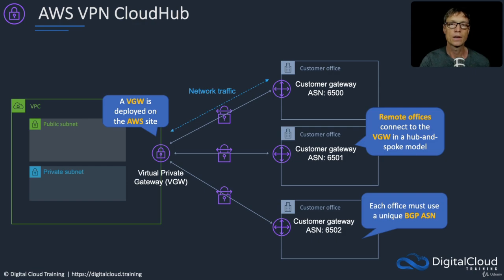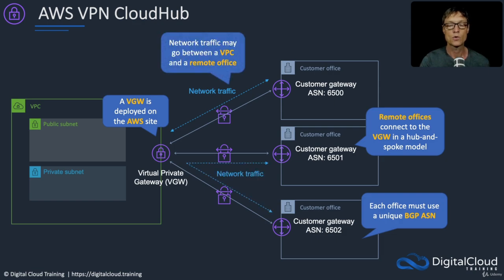Now, network traffic can originate from an office and go to the VPC, or the VPC back to an office, but also it can go between the customer offices or the customer on-premises environments, whether they're offices or data centers. So the customer office here can communicate via the VGW to this customer office here.